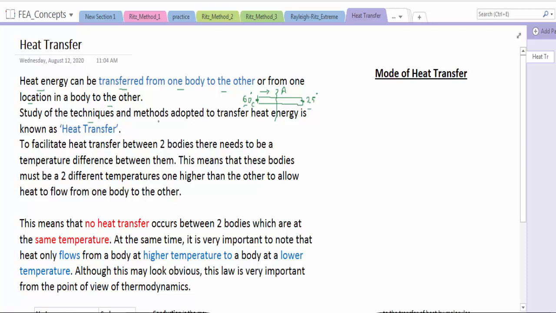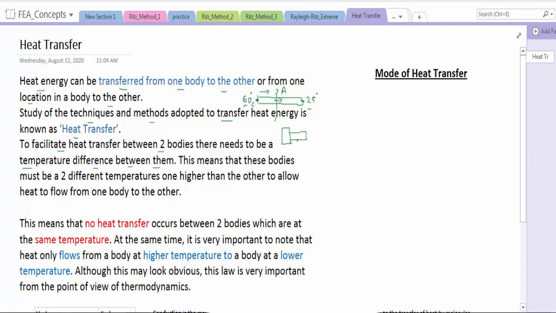So this technique to study the method of heat transfer, the mechanism of heat transfer, that is called the basics. So to facilitate the heat transfer between the two bodies, we need a temperature difference between them, like this 60 degrees and 25 degrees.